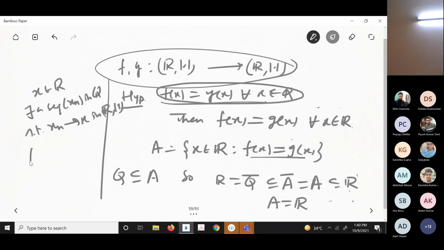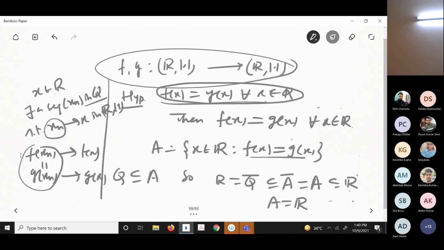Now, since f is continuous, f(xn) goes to f(x). Since g is continuous, g(xn) goes to g(x). But look, xn is coming from Q, where they are equal. That means they are the same sequence. Every convergent sequence has a unique limit, but they are the same sequence. So f(x) has to be equal to g(x). But x was an arbitrary point in R. So f and g are the same on R. Okay, right?